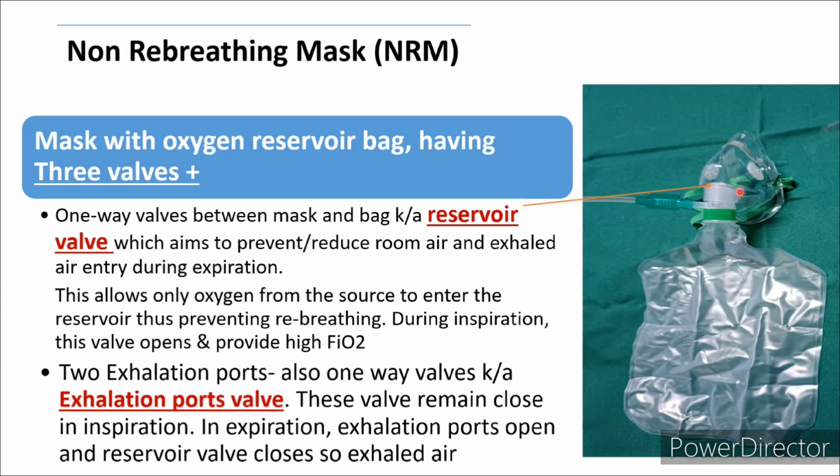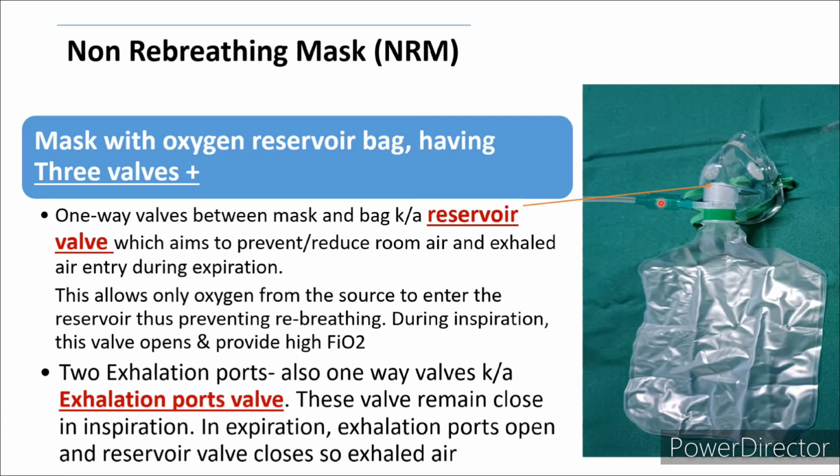So this is the reservoir valve, and this one-way valve is closed during the exhalation. When the baby exhales, this valve will be closed so the room air and the exhaled air will not enter into the reservoir bag. And this valve is open during the inspiration. So oxygen will enter into the mask and the baby will inspire, and this bag is connected with the oxygen.